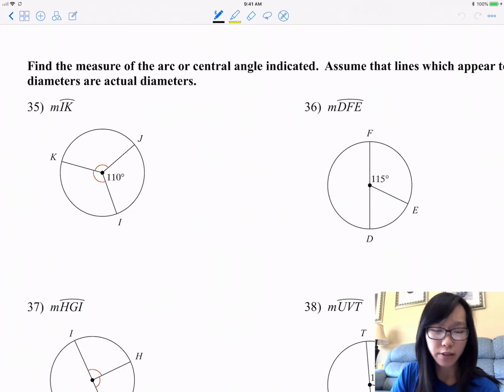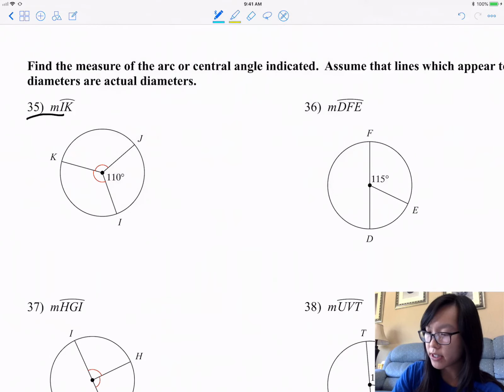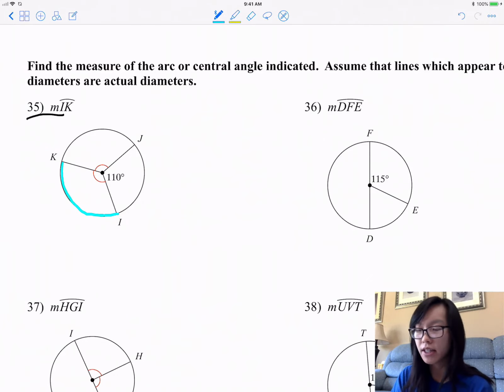So we are now done with area, volume, all that stuff. Now let's talk about finding arcs and central angles. So notice in number 35, they want us to find the measure of IK. And notice it's an arc, so it's this length as an angle right here. That's our goal, the measure of IK.